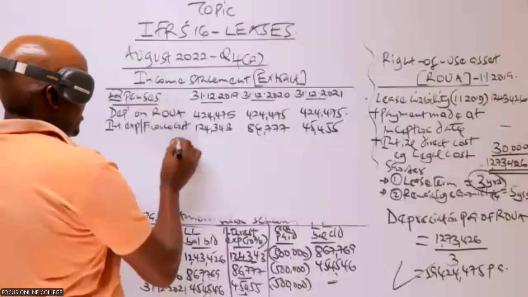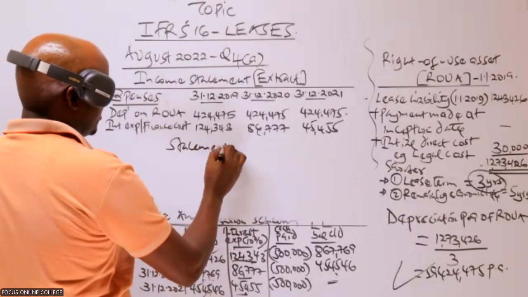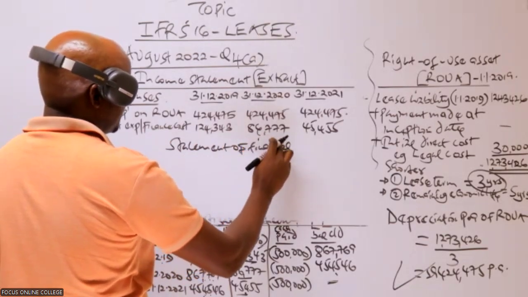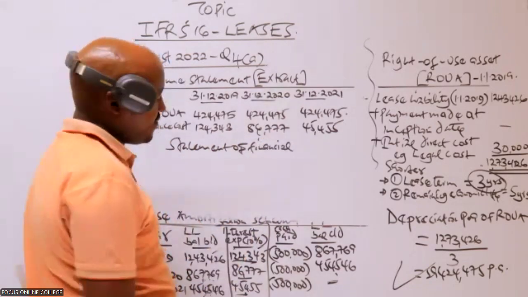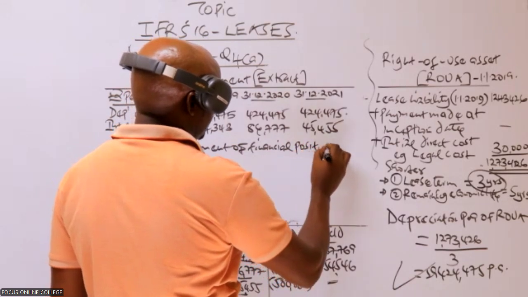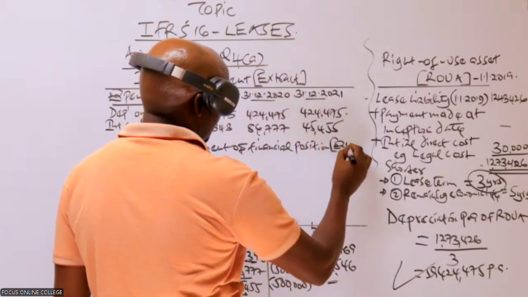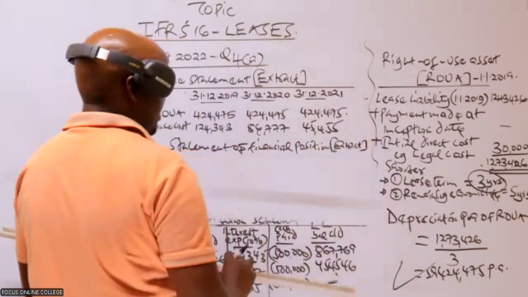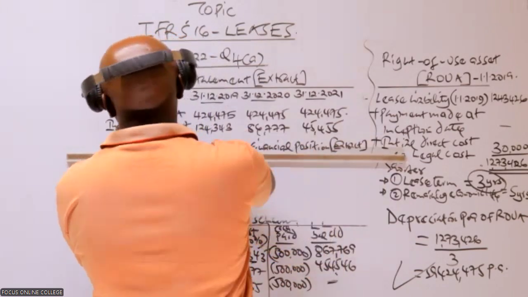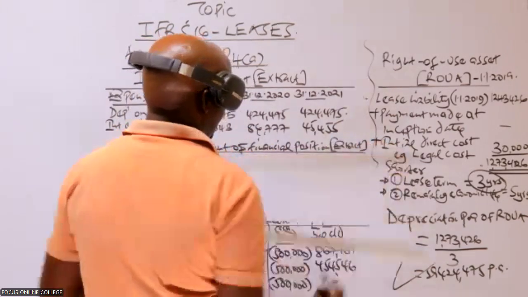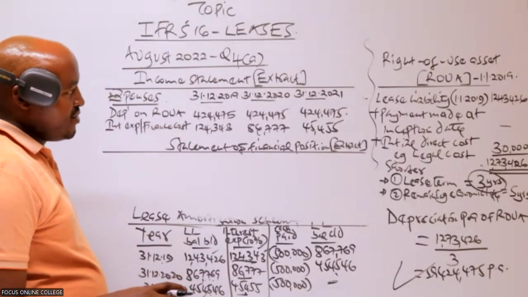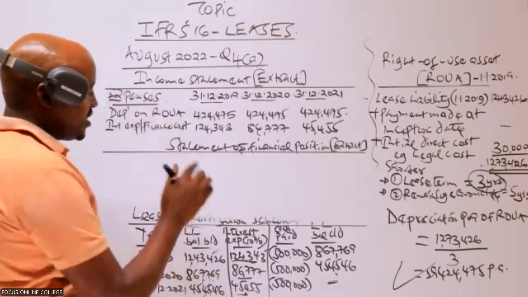Then finally, we prepare something called the statement of financial position. Still, this is an extract. An extract basically is part of the statement of financial position. Now, in this case, our company will recognize 2 items. Here, 2 items to be recognized.